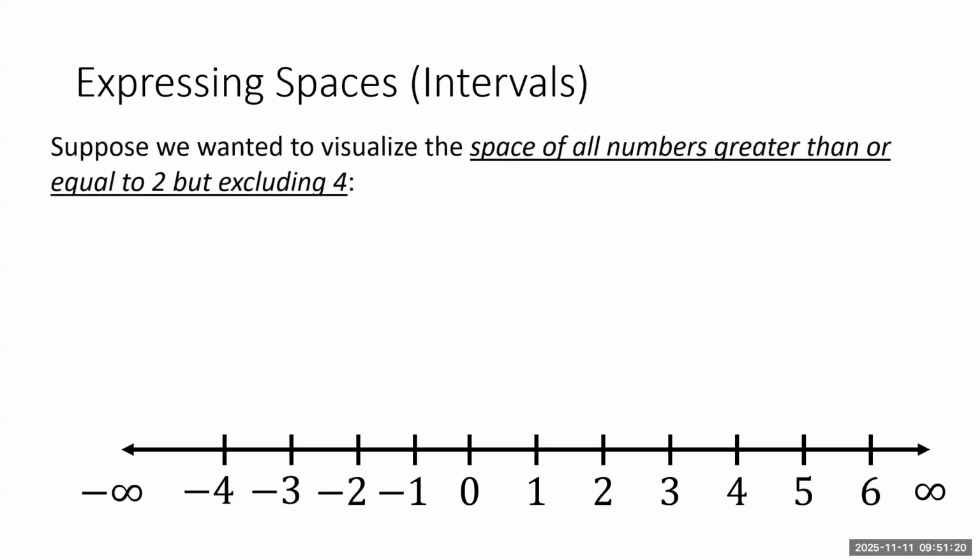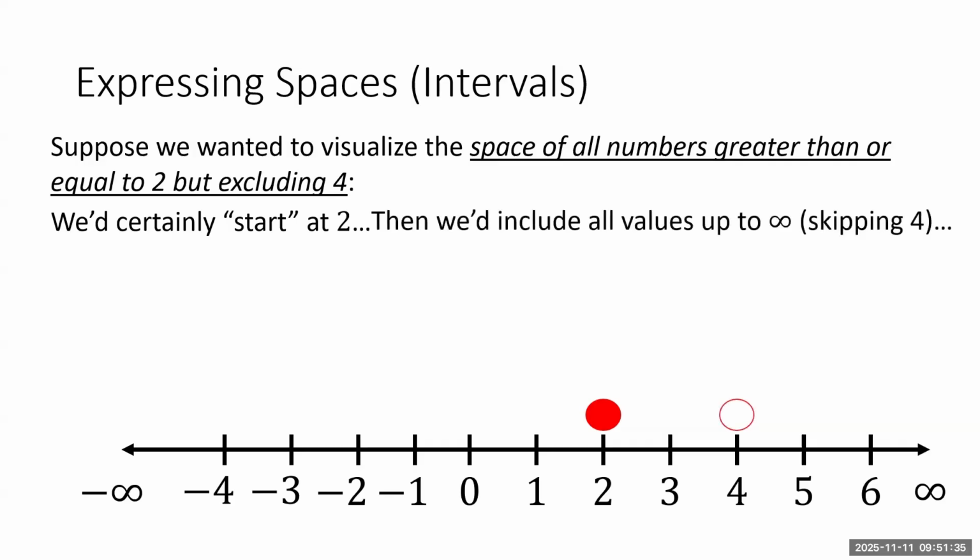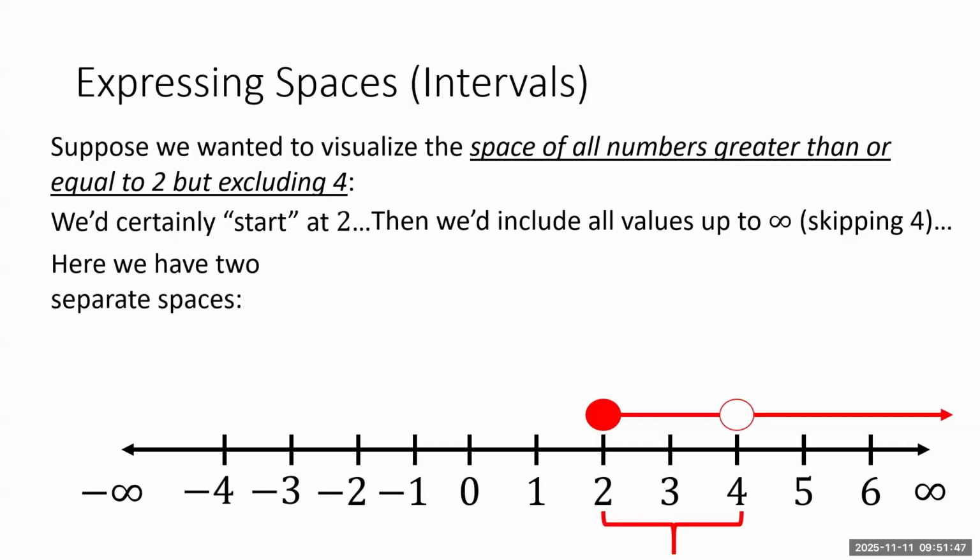Suppose we wanted to visualize the space of all numbers greater than or equal to 2, but excluding 4. We'd certainly start at 2. So at 2, we're going to have a closed circle because we are going to be including 2. And we're going to include all values up to infinity, but we're going to skip 4. So we're going to draw an open circle around 4, and we're going to draw our arrow around that open circle, basically. Here we have 2 separate spaces.